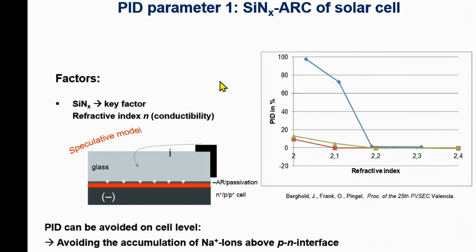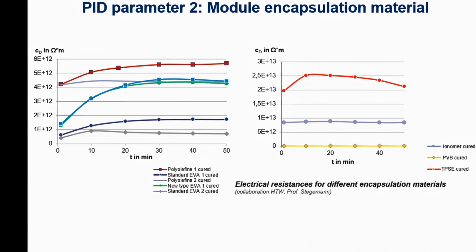So the idea is to avoid the accumulation of sodium ions above the PN interface. This also can be carried out by the module encapsulation. So if you use materials with higher insulation or intermediate foils for that, you can also avoid PID. For example, polyethylene or something like this. Here you see the effect. By that, you can avoid the PID. So here you see the red part. This is a very high insulating material. Then you can avoid the movement of these sodium ions.